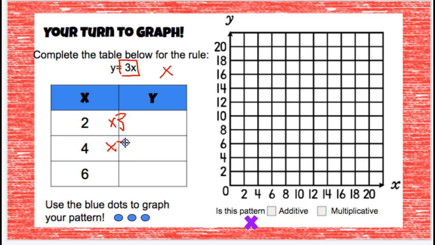4 times 3, 6 times 3. So then I would do 2 times 3 is 6. So then I know my first one. This is now a multiplicative pattern because I'm multiplying. And I have the x is 2 and my y is 6. So over 2 and up 6 would be my first one. So then you can do this, and then you're going to plot your points where they go. So you have another one you're going to do that on.